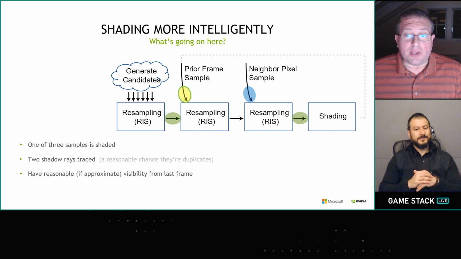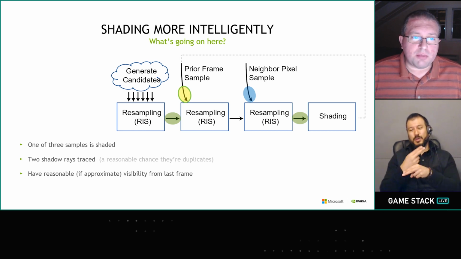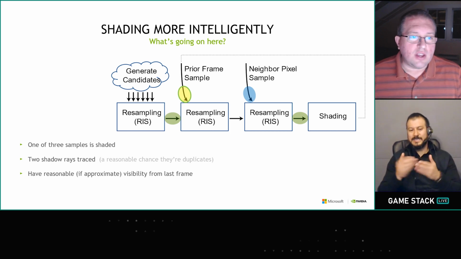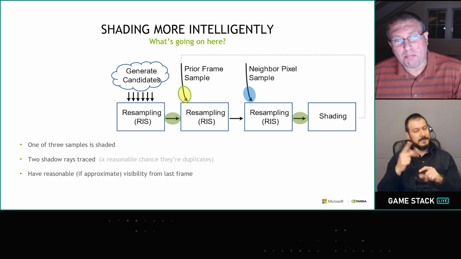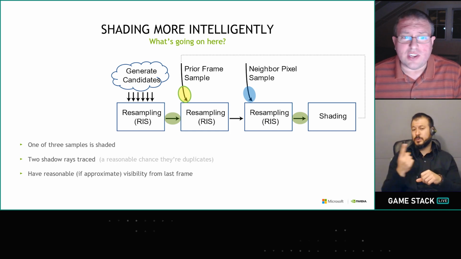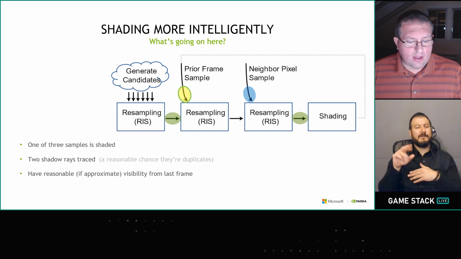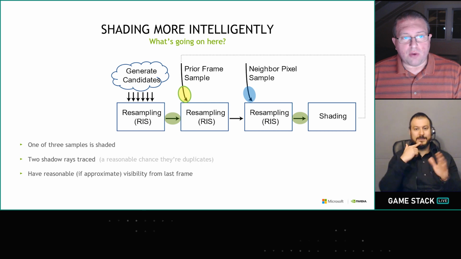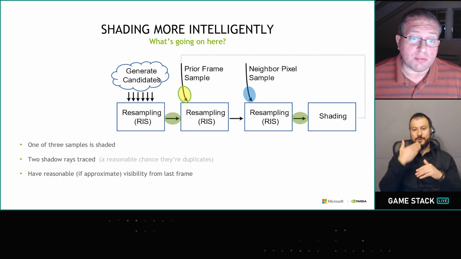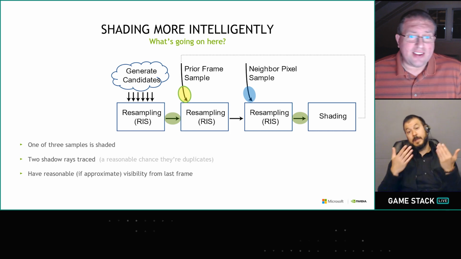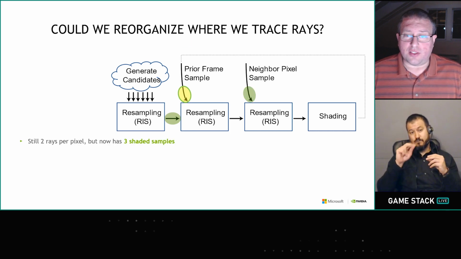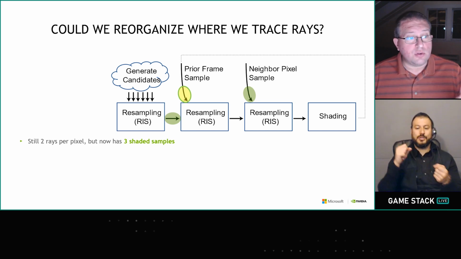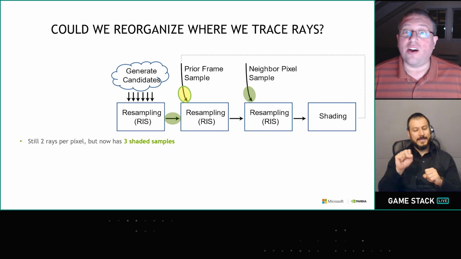Now, additionally, because you're doing temporal reuse, you have some visibility information from last frame. It is approximate because things can change, things can move, but it's a pretty good approximation. I mean, it's only 15 or 30 milliseconds out of date. And so if you think about that, now there's a really good chance that this one's redundant. Both of these 2 samples have good visibility information. So maybe you move that visibility ray up here to the only one of the 3 samples that doesn't have any visibility information. And now you're only shooting 2 rays per pixel, but now you could shade all 3.